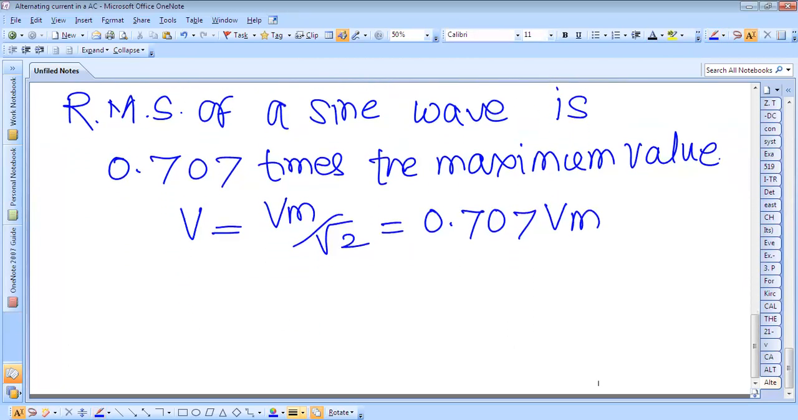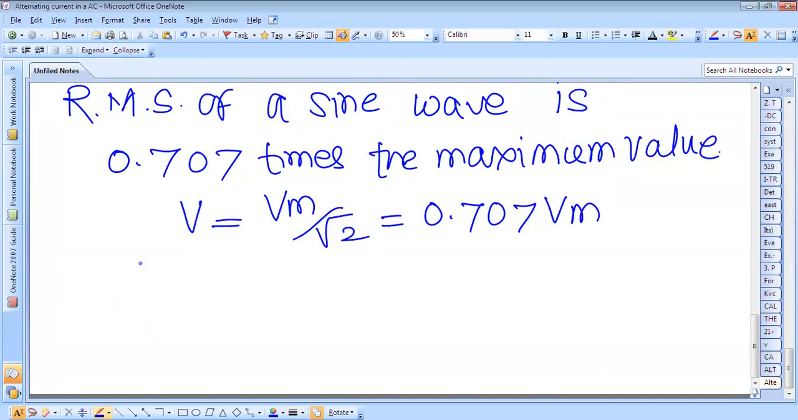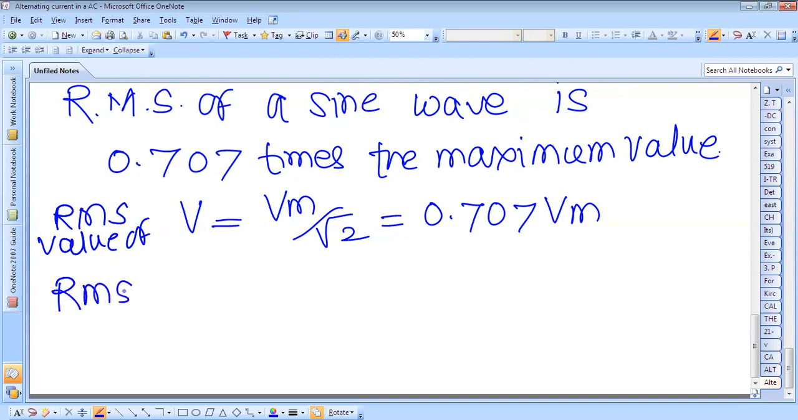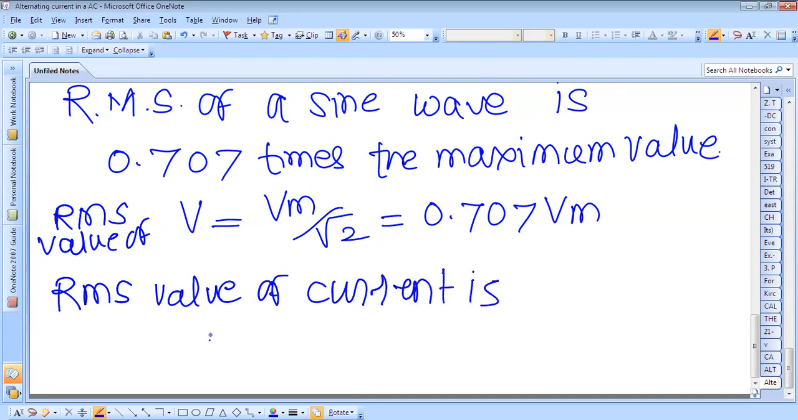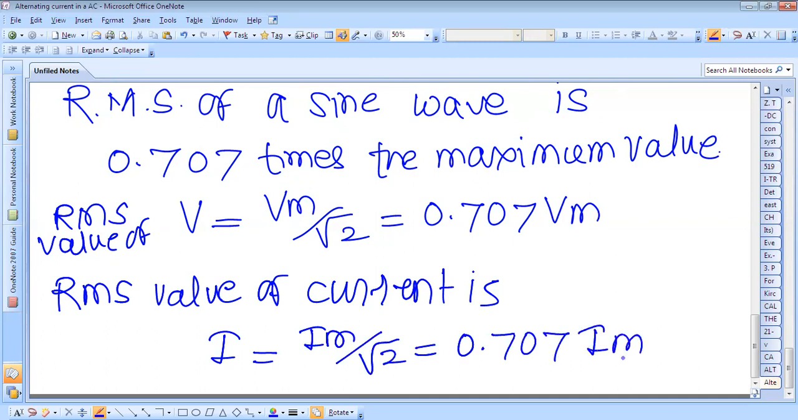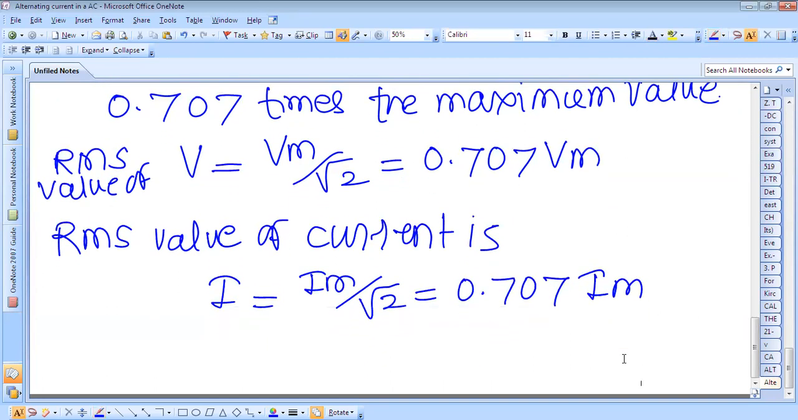Similarly, the RMS value of current is I equal to Im by root 2, equal to 0.707 Im. So we can put this in equation 1.